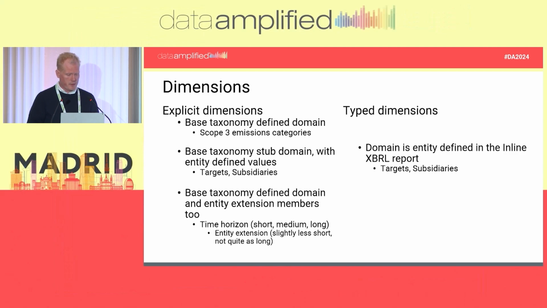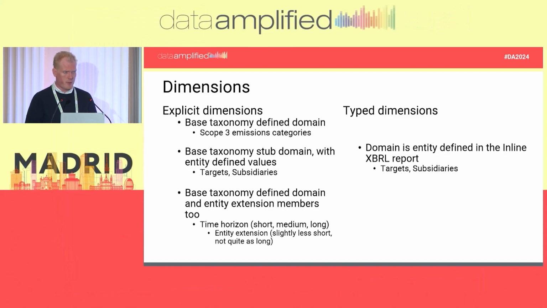So within explicit dimensions, we have three different ways of looking at them. I've sort of limited it to these examples. The base taxonomy can define the domain. That makes sense for Scope 3 emissions categories. They're defined by the GHG Protocol. You wouldn't expect anyone to extend them. Great. Then you've got base taxonomy stub domain, so targets. Targets are all entity defined in ISSB. ESRS has some built-in targets, but it also lets you define your own. So for the ones you're defining yourself, it has to just be empty and say, put them in here.